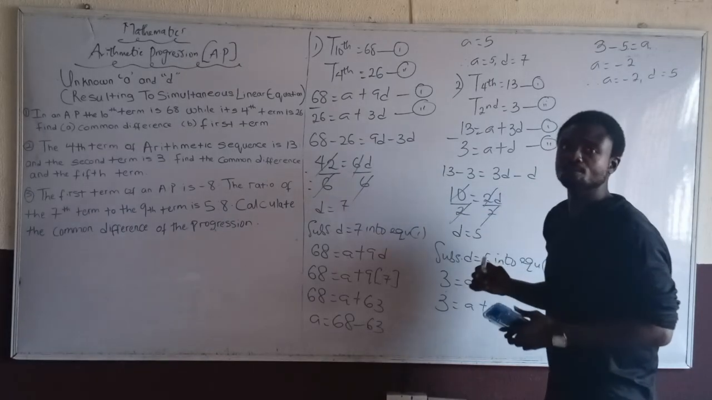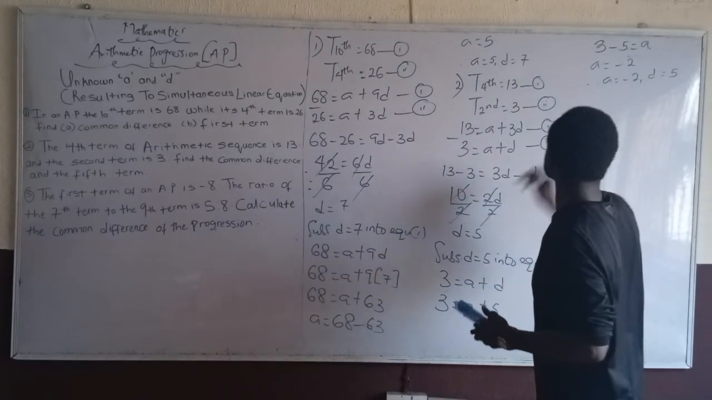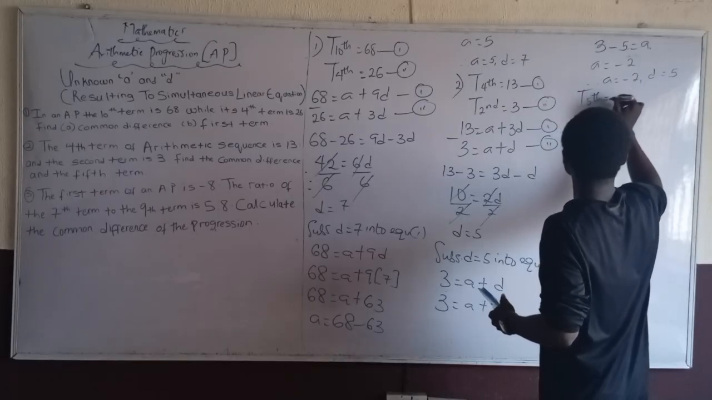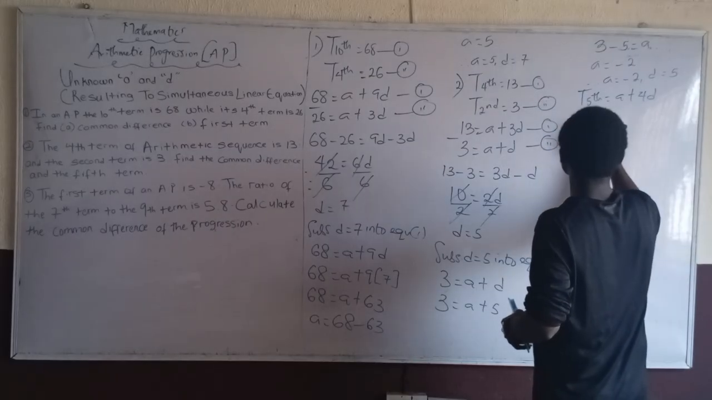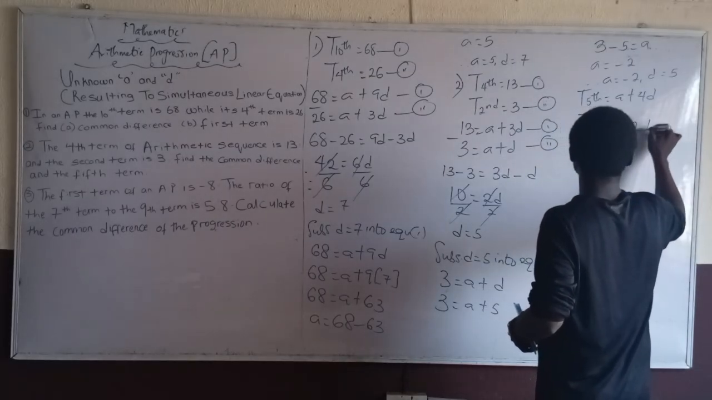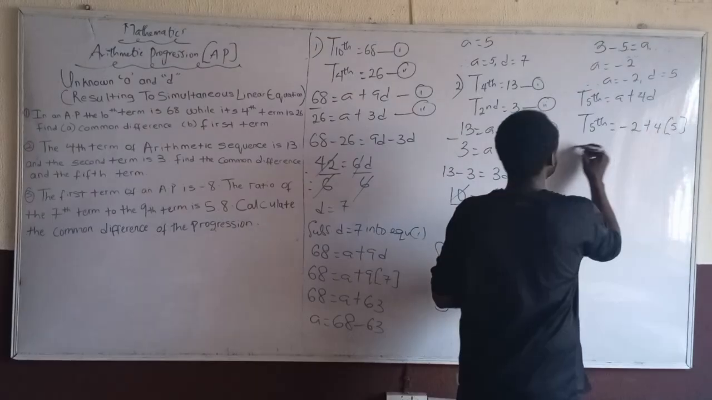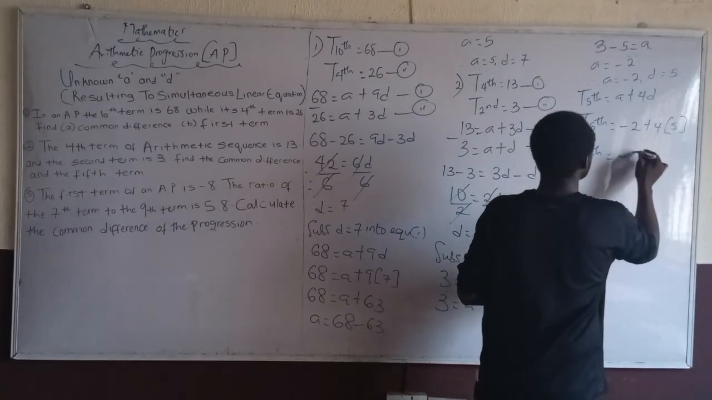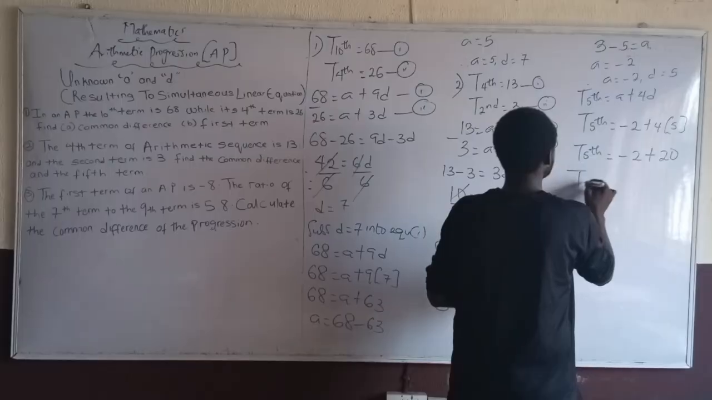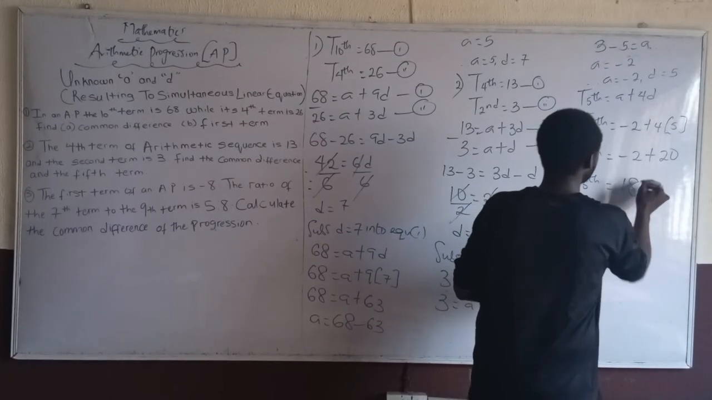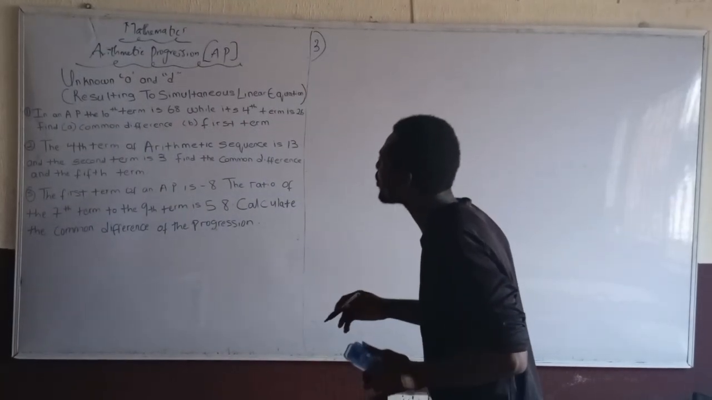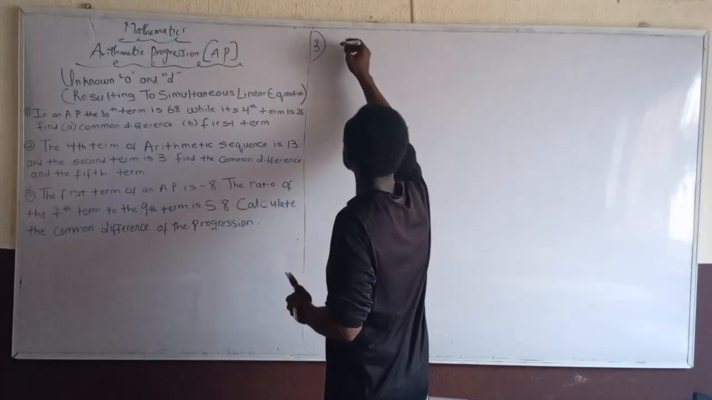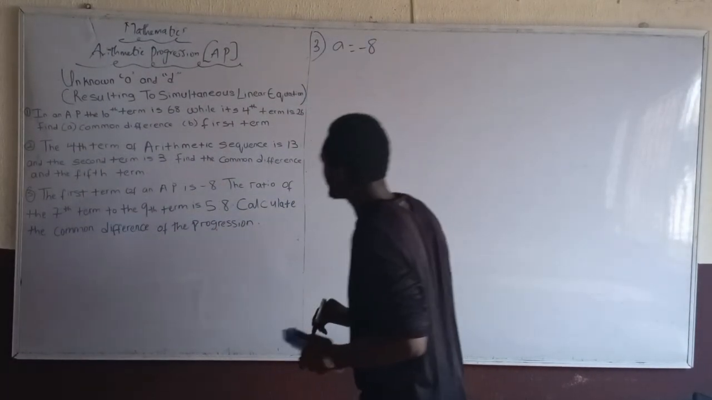Then they said, find the fifth term. We know that T5 is a plus 4d, because that will be 5 minus 1. So T5 is minus 2 plus 4 times 5. T5 is minus 2 plus 20. T5 gives me 18. So that is number 1 and number 2. So move to number 3. The first term of an AP is minus 8. That is a is minus 8.